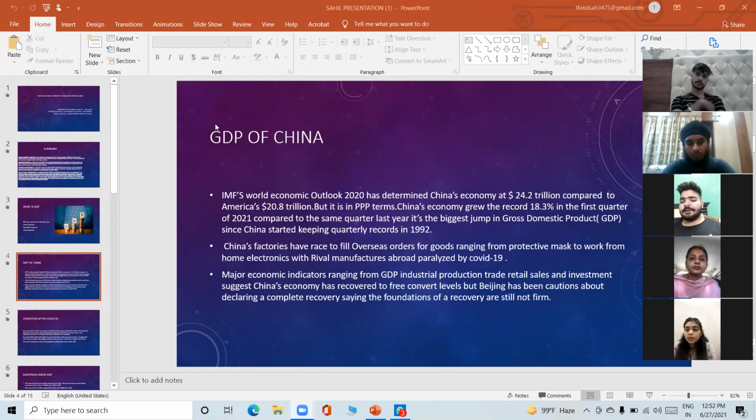Major economic indicators ranging from GDP, industrial production, trade, retail sales and investment suggest China's economy has recovered to pre-COVID levels, but Beijing has cautioned against declaring a complete recovery, saying the foundations of recovery are still not firm.